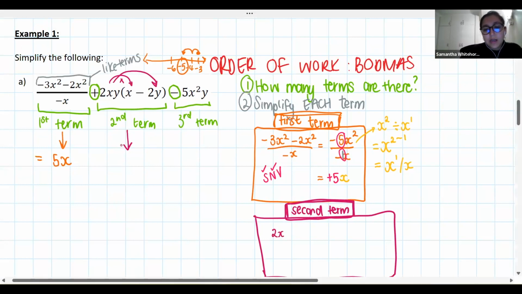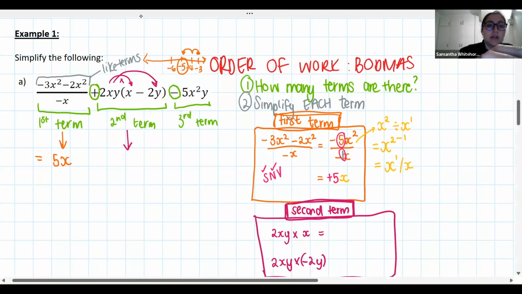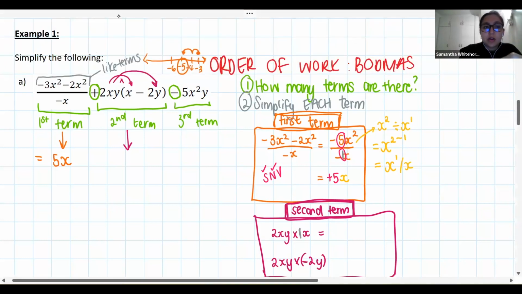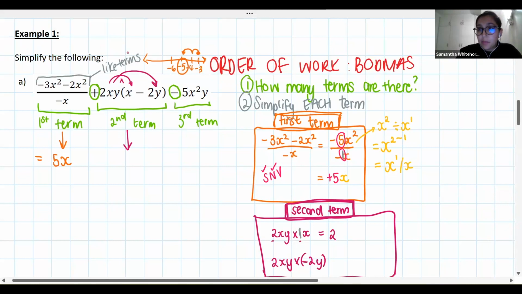I've got 2xy times positive x, and I've got 2xy times negative 2y. And I'm just going to put that in brackets to remind myself I am multiplying by a negative. Now again, grade 8, please remember that this x does have the invisible 1 in front of it. It's got a coefficient of 1. Positive times a positive is a positive. 2 times 1 is 2. Apply your exponent laws. x times x is x squared. We add the exponents. And then we've just got that little lonely y there. It's got nothing to multiply with it, so it just stays y.